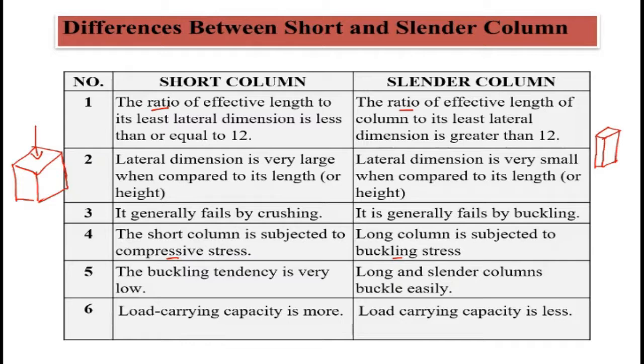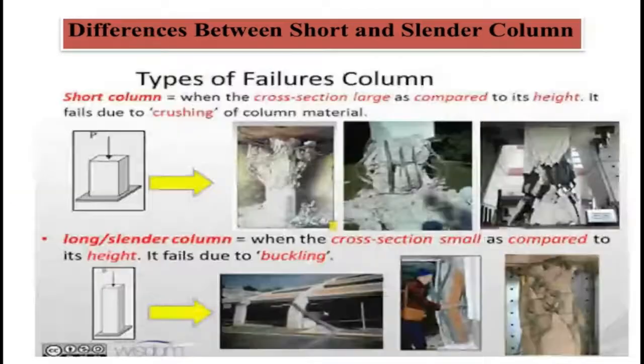Sebab apa? Short column, dia punya cross section ni luas, so dia boleh support banyak load. Berbanding dengan slender column, dia punya cross section kecil, so dia tak boleh support load yang banyak, sebab it's very easy to buckle. Tapi kalau short column, even kat sini dia kata it generally fails by crushing, tapi kita ada method how to prevent the failure from occur. So ini differences between short and slender column. You have to know all these 6 differences.